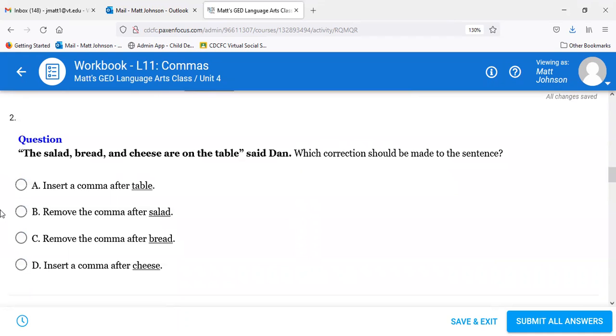All right, I'll go ahead and read this next one. The salad, bread, and cheese are on the table, said Dan. Where do we want the comma here? Amina and Fatia, if you guys got answers, you want to put them in the chat, you can do that.